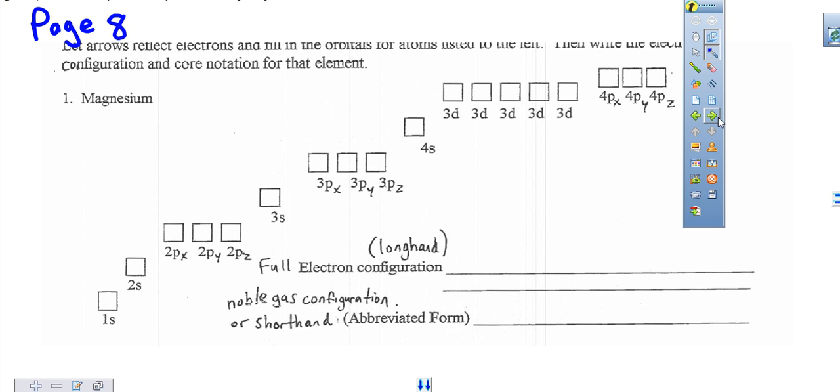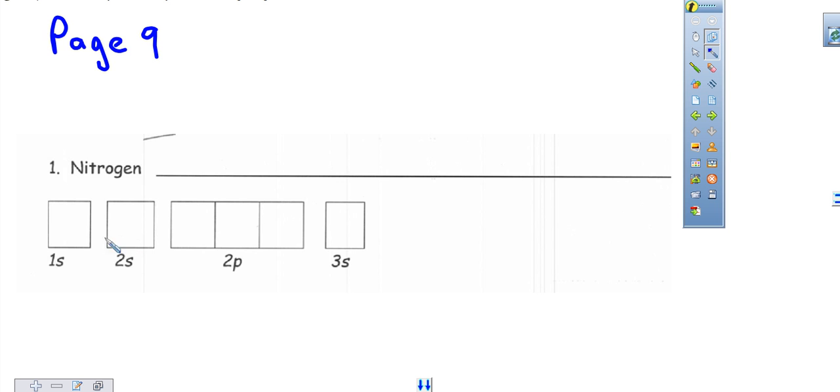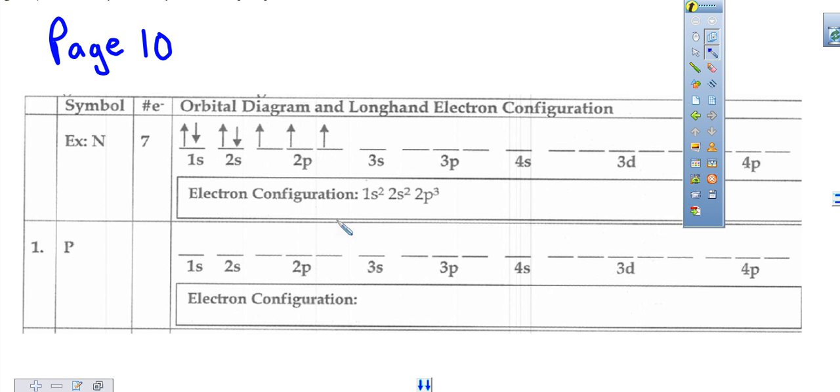All right, so page 9, we still have boxes, but now everything's side by side. So you're going to do the same thing, show the electron configuration, and draw the arrows for page 9 in the boxes. And then page 10, you're simply going to write down how many electrons are present. So like here we've got nitrogen. Nitrogen has 7 electrons. So draw the full electron configuration, and then show where those 7 electrons are. For phosphorus, P has 15 electrons. I would draw the 15 electrons.